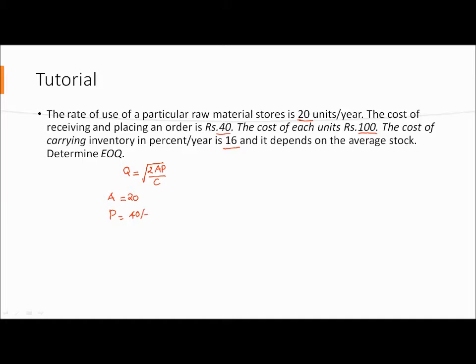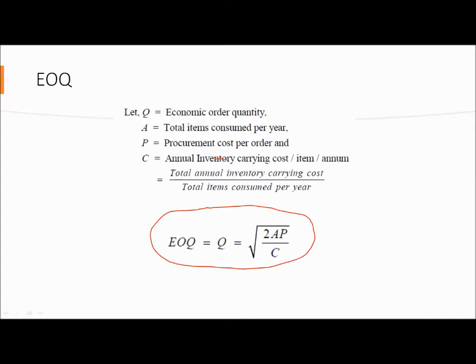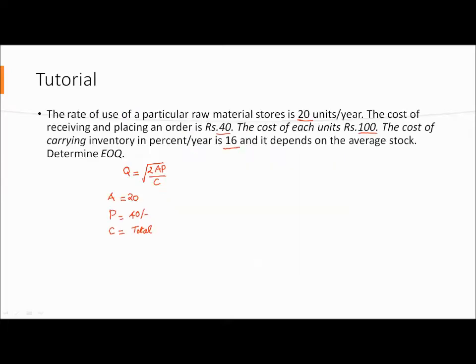Now the cost of each unit is rupees 100. The cost of carrying inventory in percentage per year is 16. So we know that C is the annual inventory carrying cost per item per annum. That is equal to the total annual inventory carrying cost divided by total items consumed per year, which is 20.